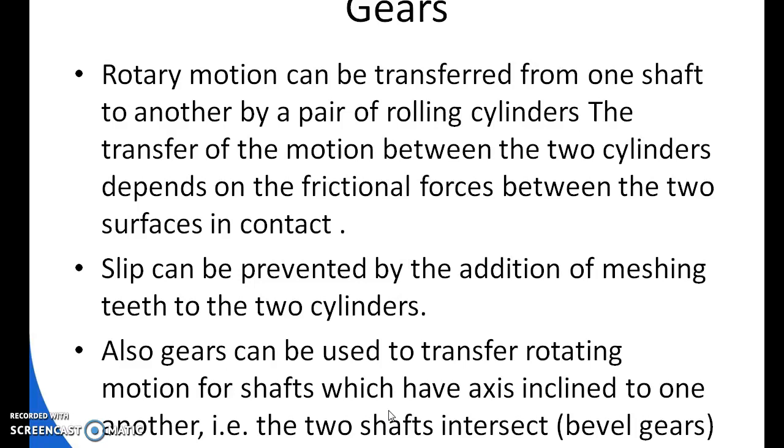Rotary motion can be transferred from one shaft to another by a pair of rolling cylinders. The transfer of motion between the two cylinders depends on the frictional forces between the two surfaces in contact. Slip can be prevented by the addition of meshing teeth to the cylinders.